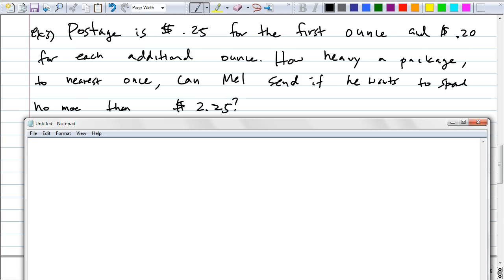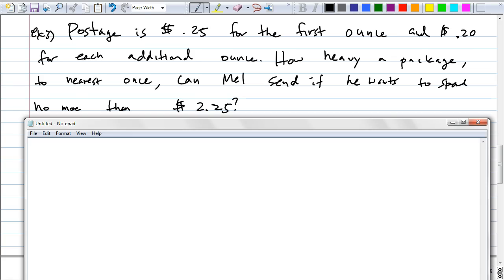What do they mean by he wants to spend no more than? Raise your hand. No more than. What does that mean? It means that he wants to spend only up to $2. Only up to. So can you spend $2.25? Yes. Can you spend $2.26? No. Okay, so that's what he wants.